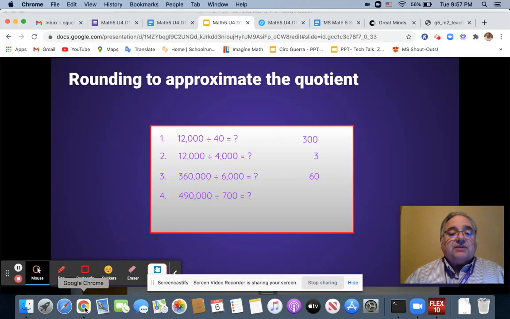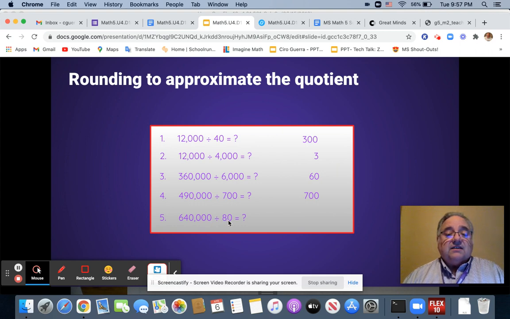Let's check it out to make sure I'm correct. I am. So the last one should be pretty easy. If we divide it by 10 on each side, we got 64,000 divided by 8, which will give us 8,000. All right, let's go on to the first problem.